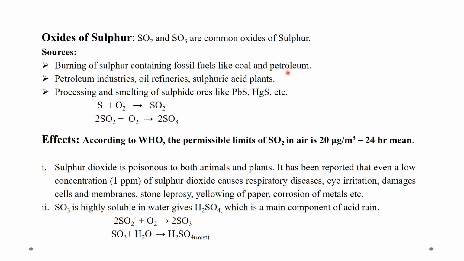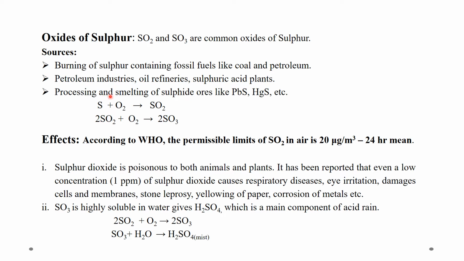During obtaining petrol or diesel from crude petroleum oil, we use sulfur for chemical processing. So therefore, by burning sulfur containing fuels like coal or petroleum, there will be the chance of releasing sulfur dioxide and sulfur trioxide into the atmosphere. Petroleum industries, oil refineries, sulfuric acid plants, in all these factories, there will be elimination of sulfur dioxide and sulfur trioxide directly into the atmosphere.